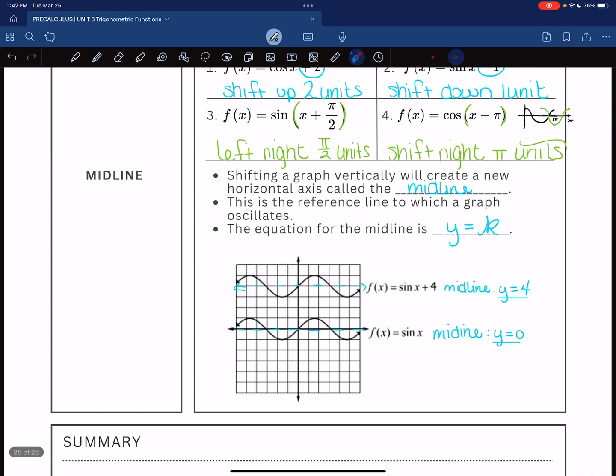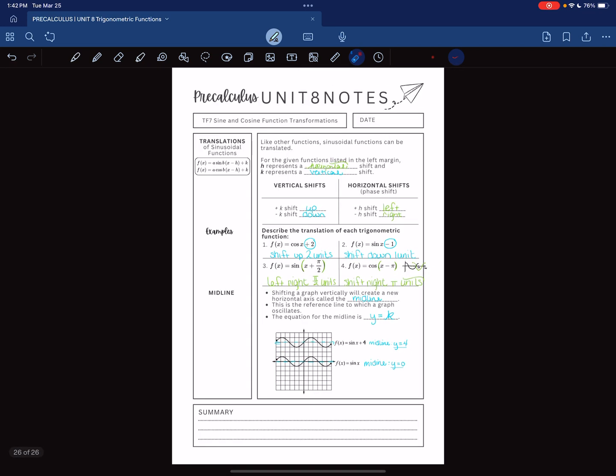So there you have it, you guys. Those are the translations that may be applied to your sinusoidal functions.